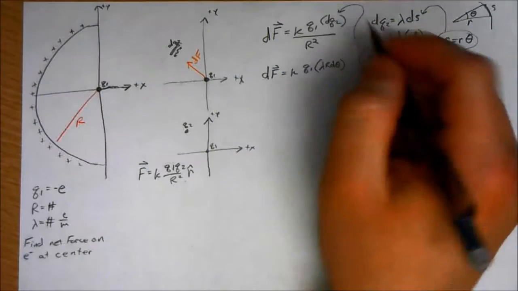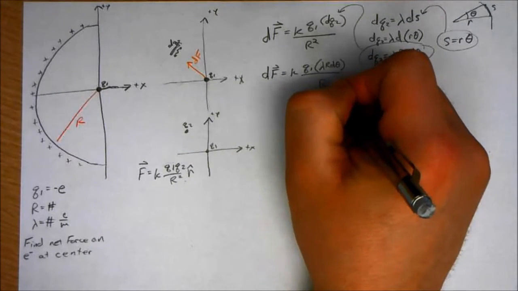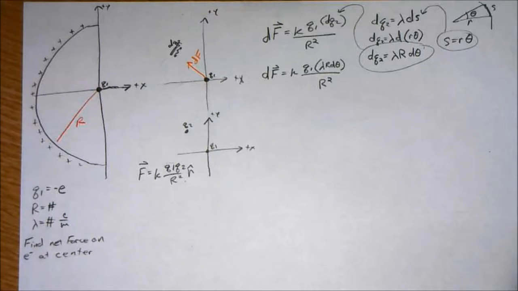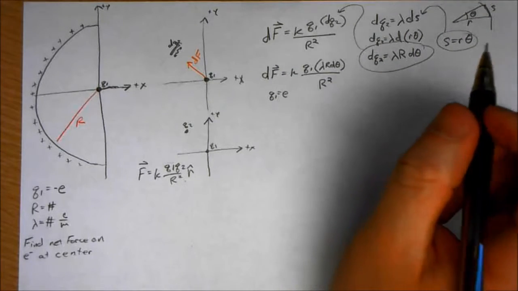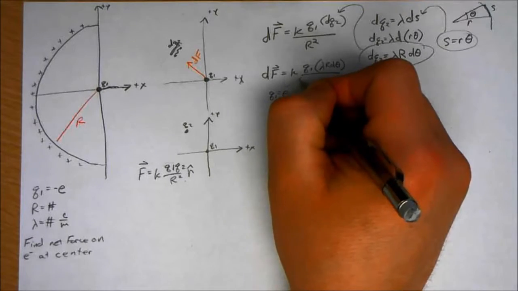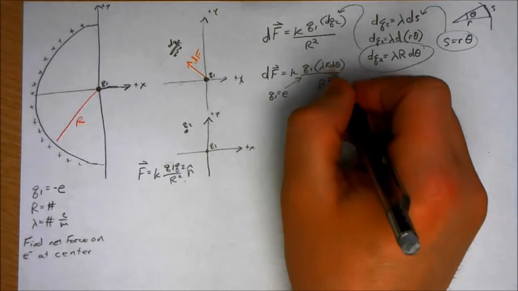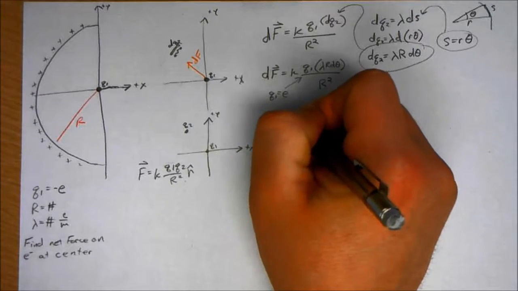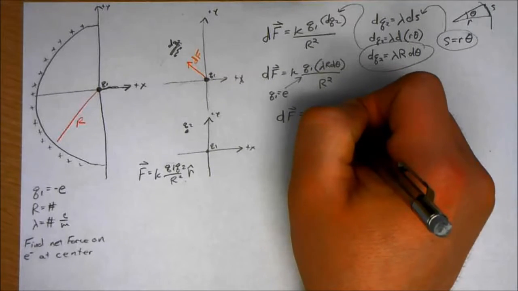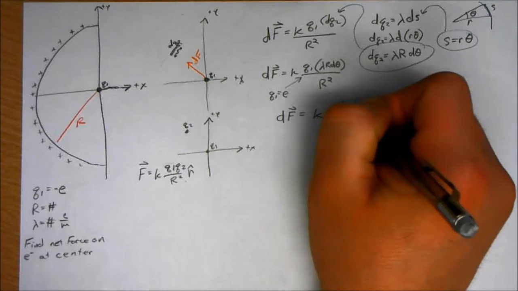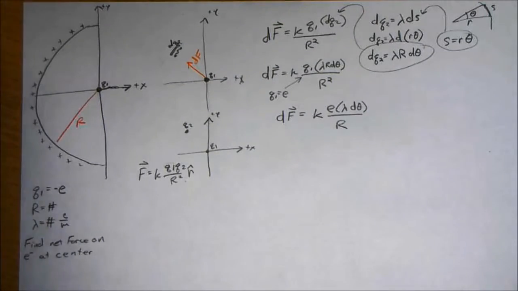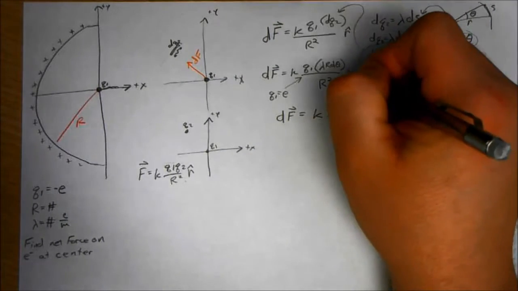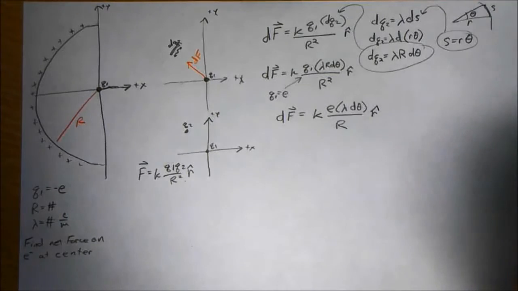All over r squared. So I'm going to make a few modifications. I'm going to plug in, we know Q1 is equal to e, so I'm just going to get rid of some Q's to simplify some things. And we also know that we have r over r squared, that will simplify. So dF equals k times e lambda d theta over r. Oh, I'm sorry, I forgot the unit vectors everywhere, because these are all vectors.